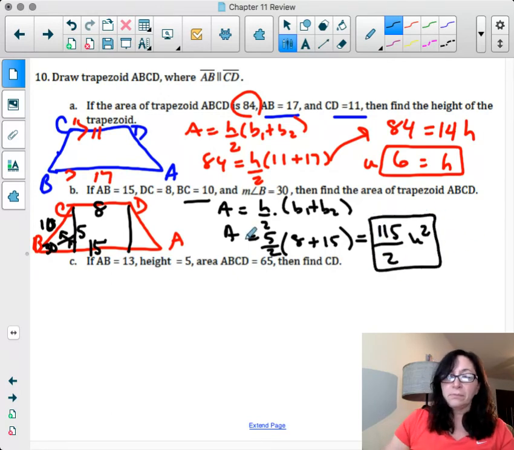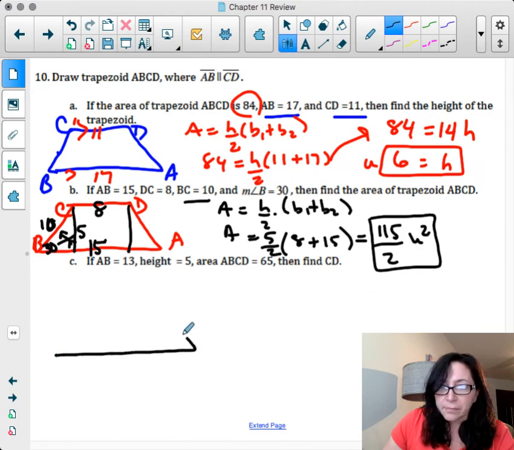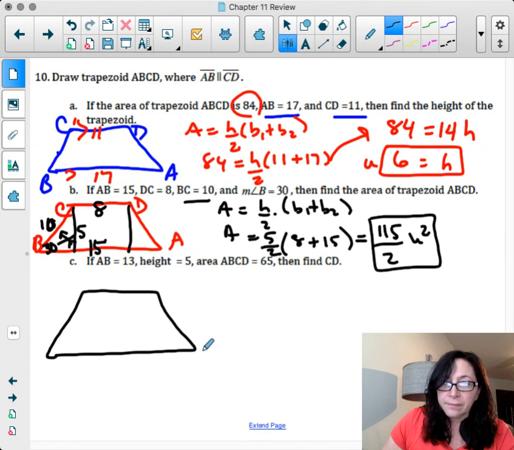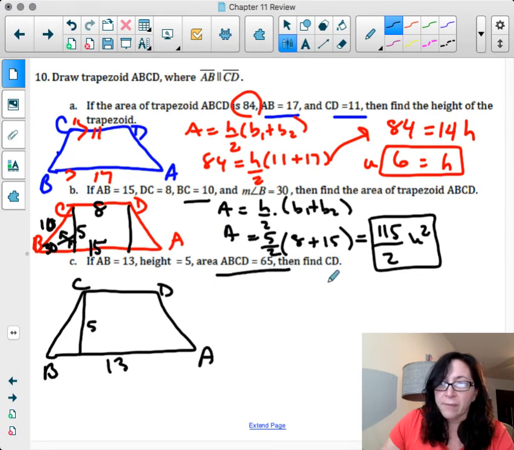Okay. And lastly, we have C. C says if AB is 13, so we have this again. So here's AB, C, D. It says AB is 13. We have a height of 5, okay? And we know the area is 65. We need to find the length of CD.